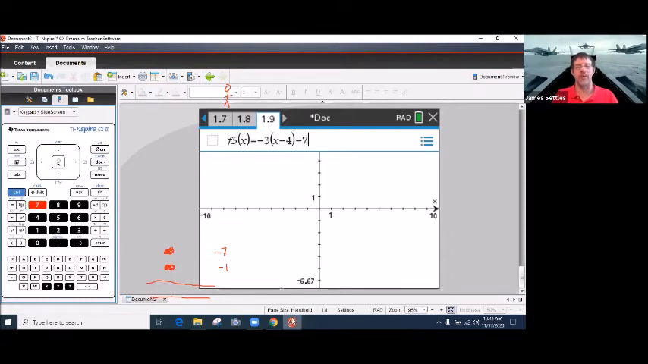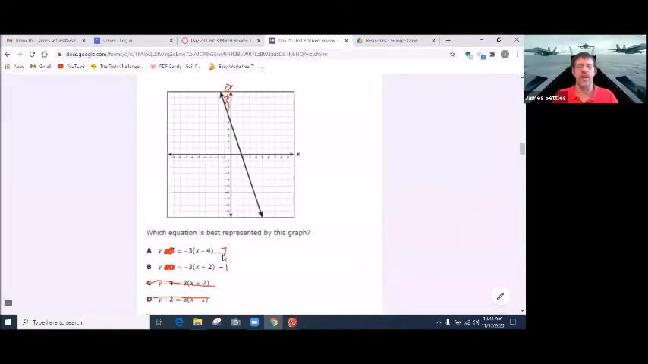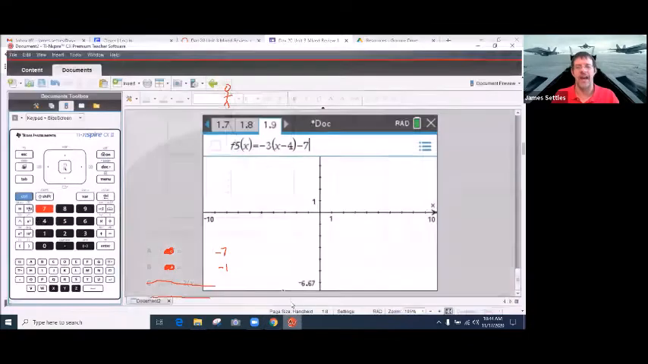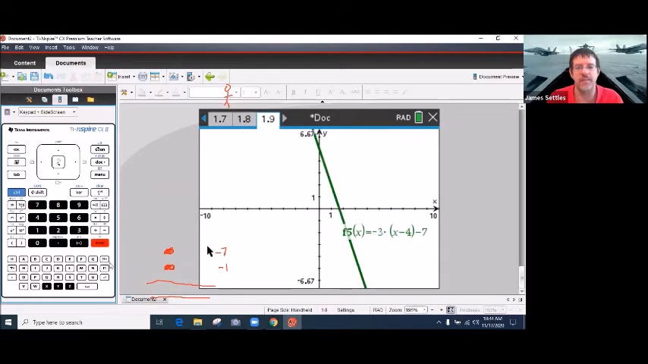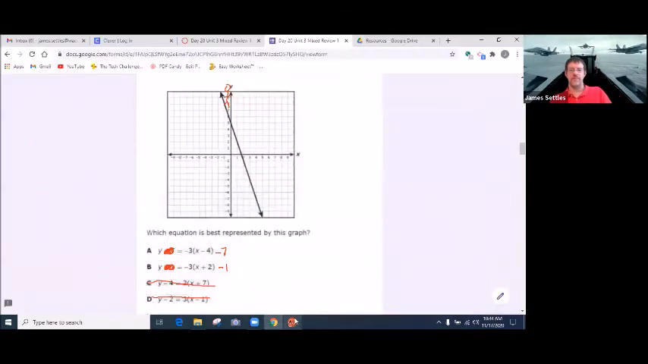So does everybody see what we're doing there? This was on our last test, and I hadn't taught this to y'all, so most of us missed this. Okay, so we're going to hit enter. And take a look at this. Does this line match that line?